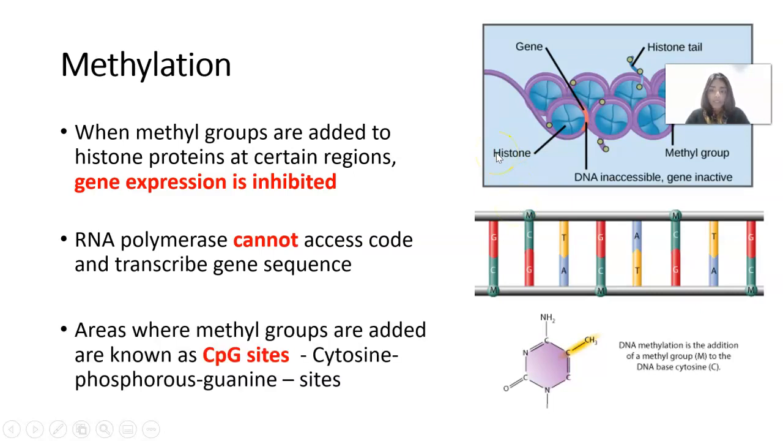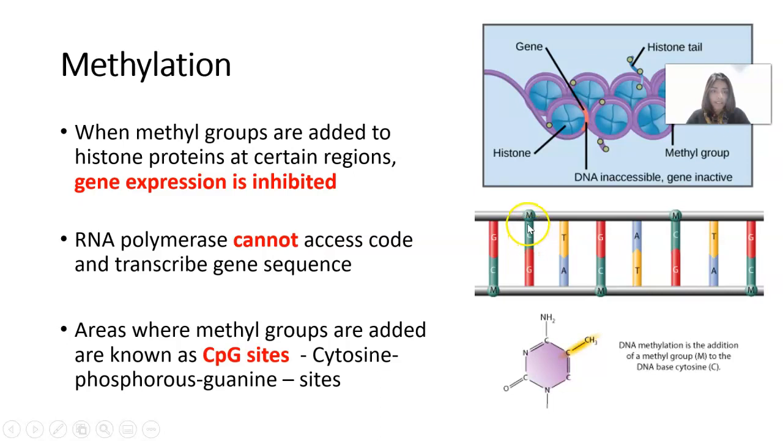So where this actually happens mostly is at CPG sites or cytosine phosphorus guanine sites. Now they're called that because these little methyl groups, you can see the little M there, attach to the phosphate that is on top of the cytosine nucleotide.